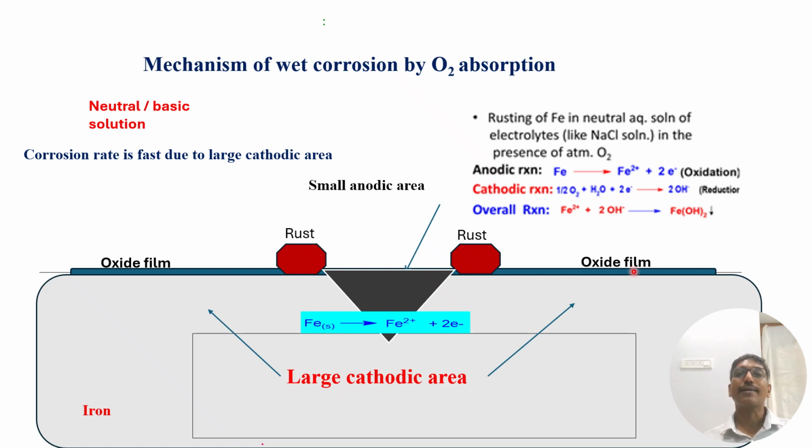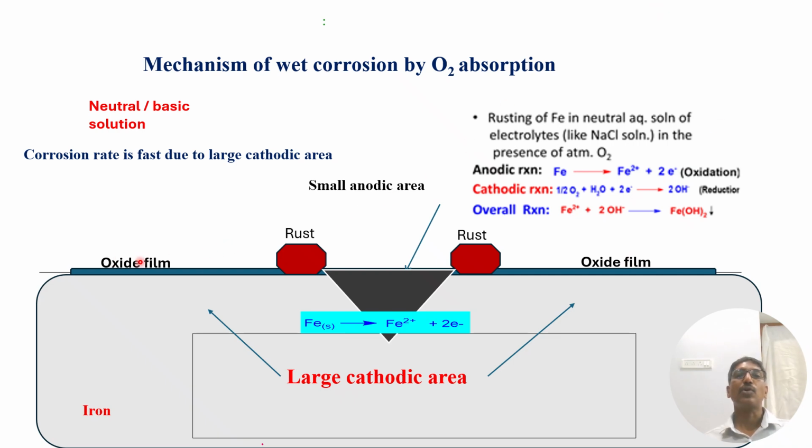Any small crack or break in the oxide layer exposes bare metal, where you can see this region is a crack which exposes the bare metal, which acts as the anode, while the surrounding metal surface still covered by the oxide film acts as the cathode. This geometry creates a highly unfavorable area ratio, a large cathodic surface paired with a small anodic crack.